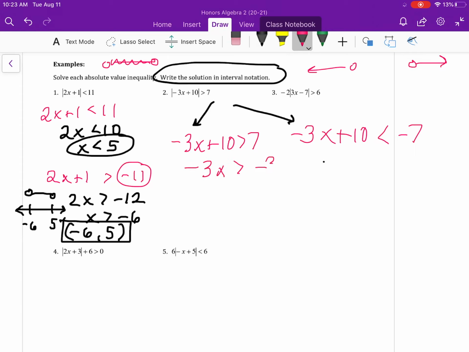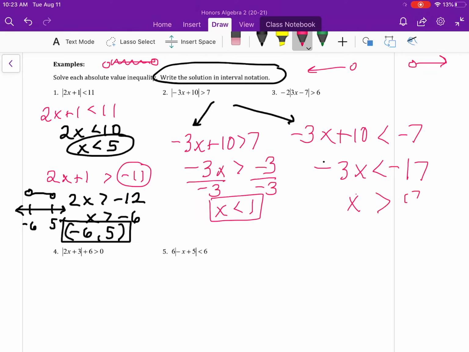So I'm going to subtract 10 and then divide by negative 3. Remember, when we divide by a negative number, we flip. So x is less than 1. That's one part of my solution. Then I'm going to subtract 10 and we get negative 17. Divide by negative 3 and flip the sign. So we end up with just 17/3, which is about 5 point something.